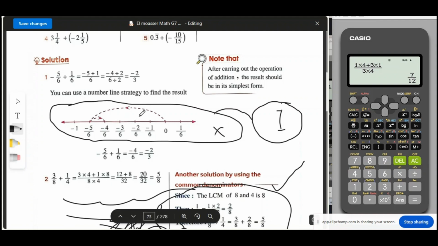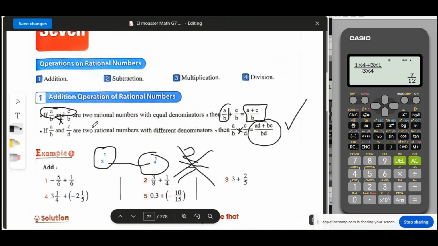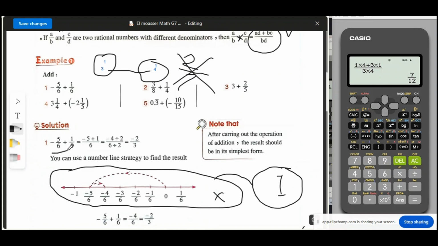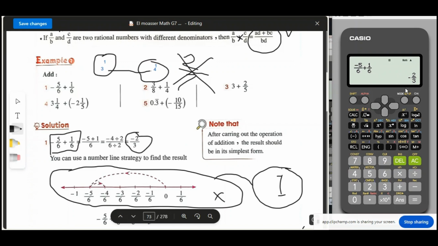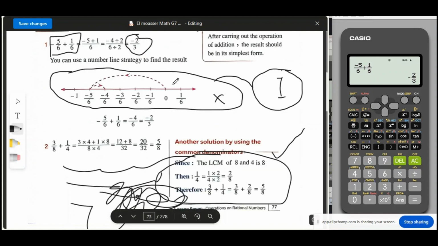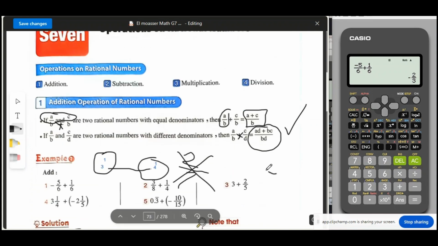The very necessary thing for you is to do it the normal way, like negative 5/6 plus 1/6. It's so easy. Just get the AC and open your calculator. You can also type negative 5/6 plus 1/6, and it should give you negative 2/3. Yes, you can do it the normal way, like 1 minus 5 which is negative 4 over 6, and you can do it the number line way, but it's not necessary. You've got some very easy methods.